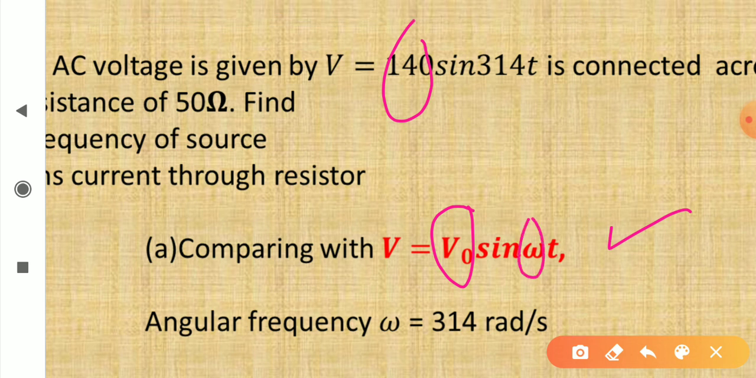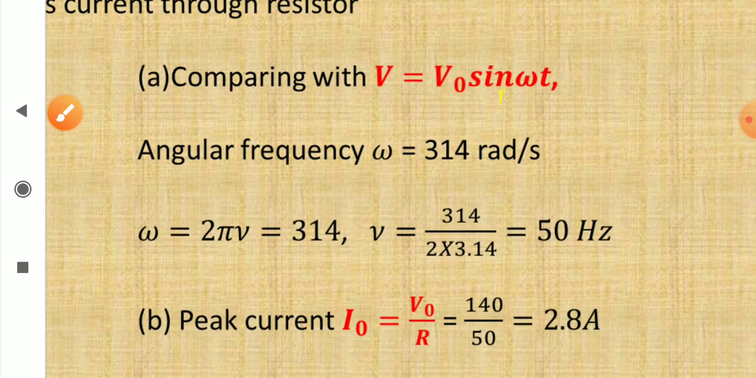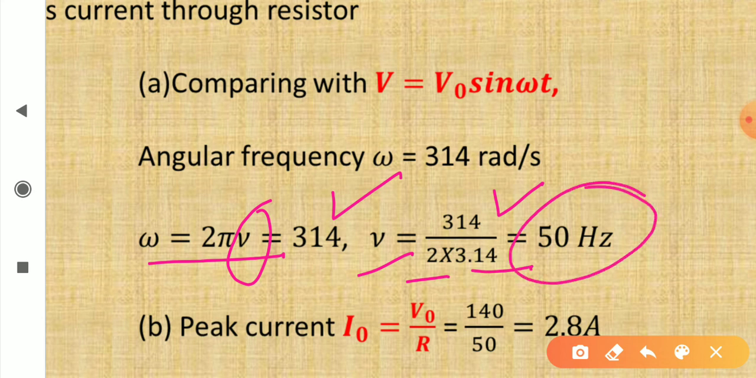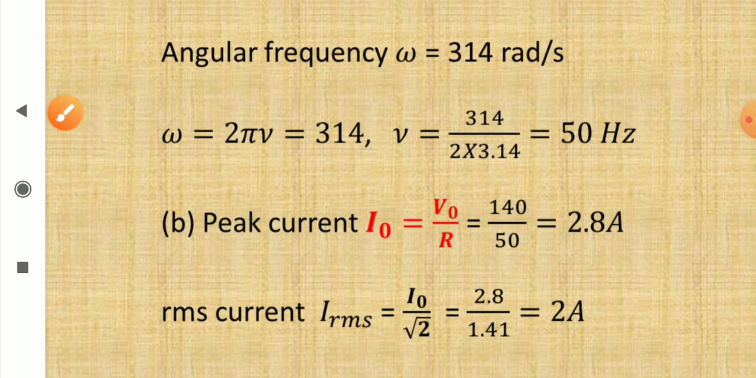Here omega is equal to 314 radian per second. So angular frequency or angular velocity is 314 radian per second. And you know that omega is equal to 2 pi nu, where nu is frequency. So 2 pi nu is equal to 314, or nu is equal to 314 divided by 2. Put the value of pi. This is 50 hertz. See, the supply of AC in India is at 50 hertz. In some countries it is 60 hertz, like in USA.